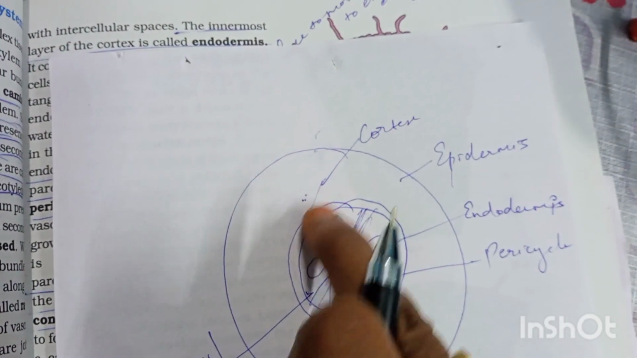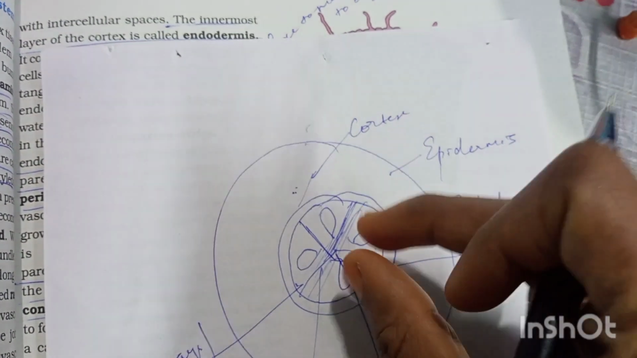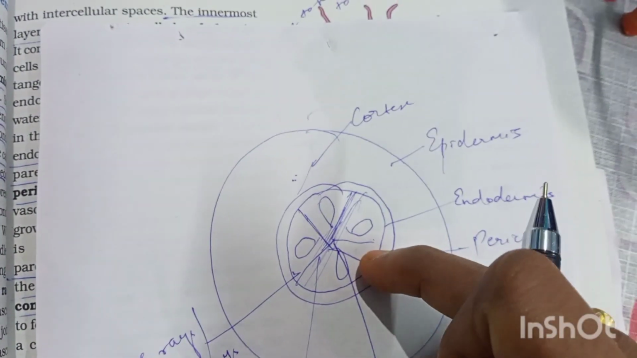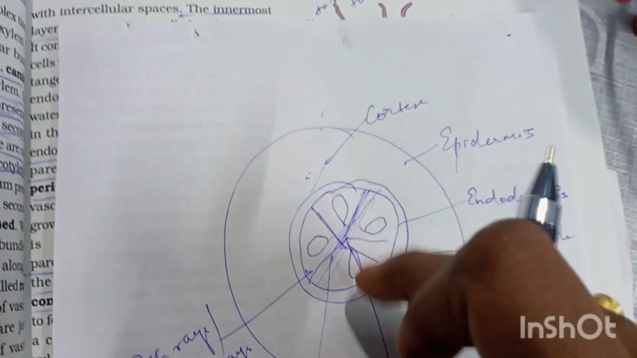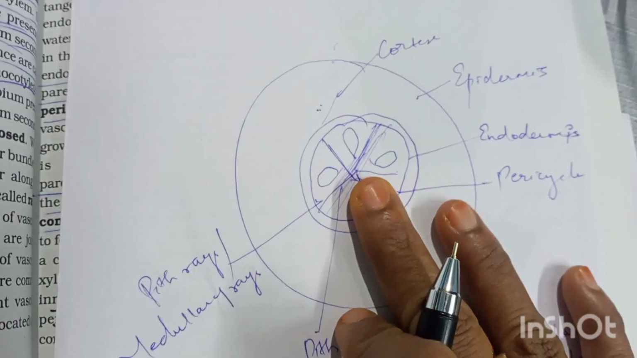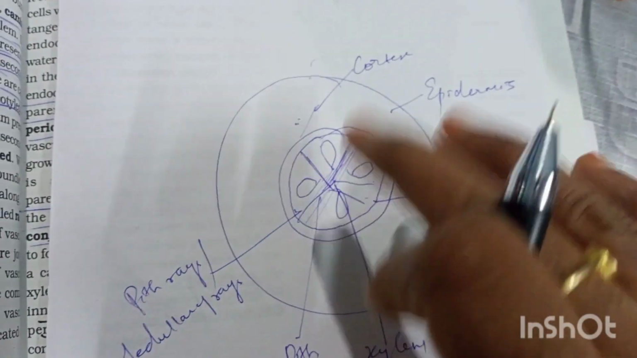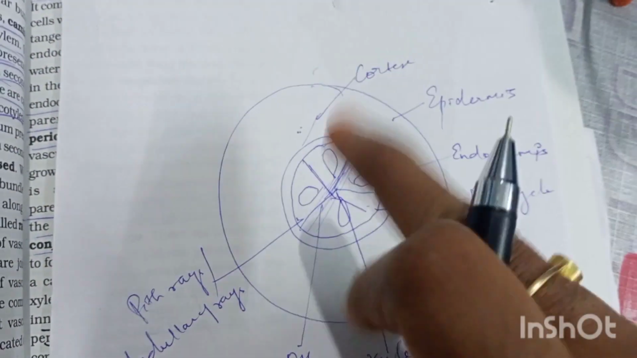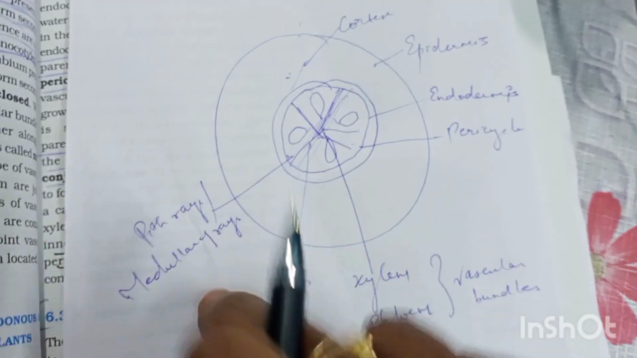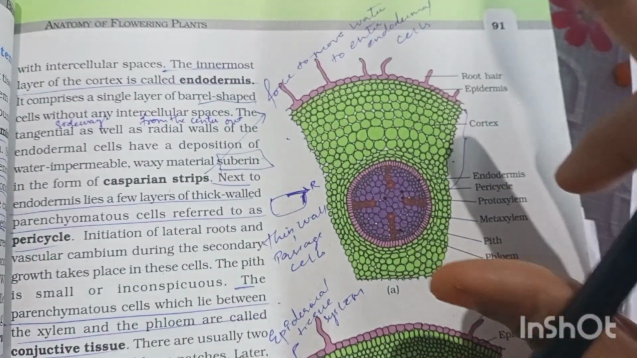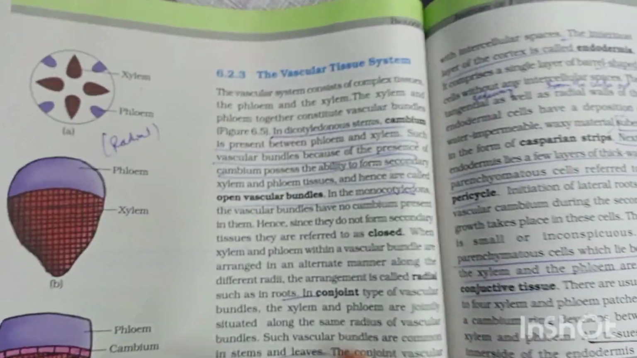And next to the endodermis is a layer called pericycle. So inside the pericycle you will have vascular bundles. The cells surrounding these vascular bundles are known as pith, and in the pith you can see a series of parenchyma cells arranged in the form of a ray, and these rays are known as pith rays or medullary rays. So when I explain this, it will be clear for you. So the next tissue is the vascular tissue system.